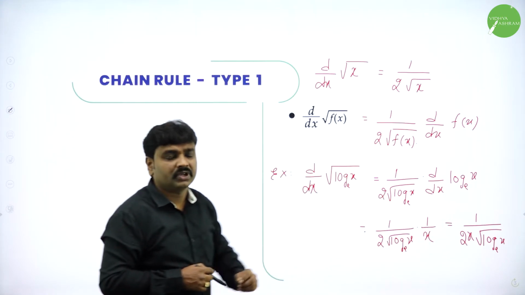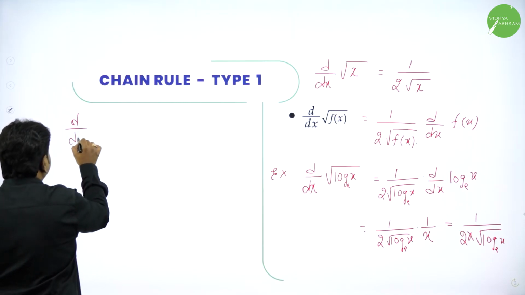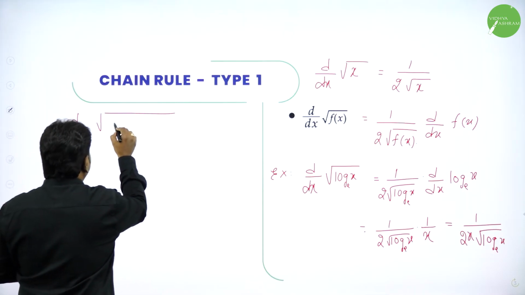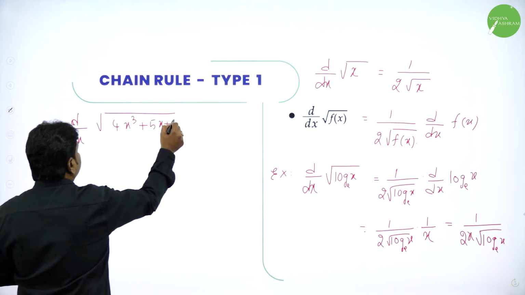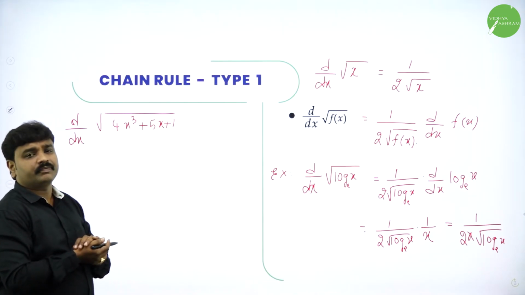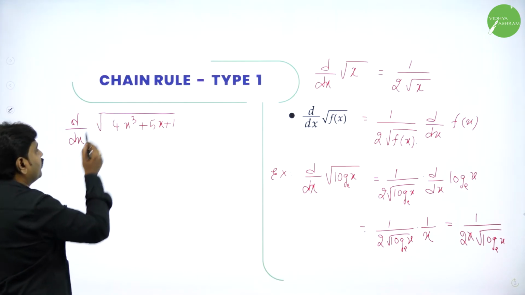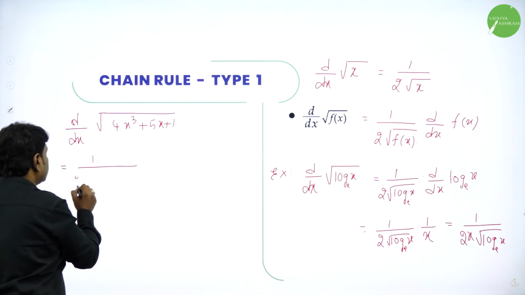1 by x. Now, some more examples. Say d by dx of root of 4x cube plus 5x plus 1. Now it is again in the form root f of x. So the answer is 1 by 2 root f of x.